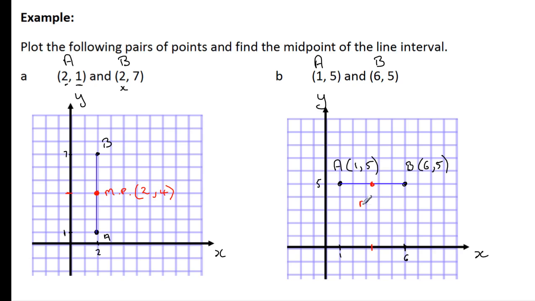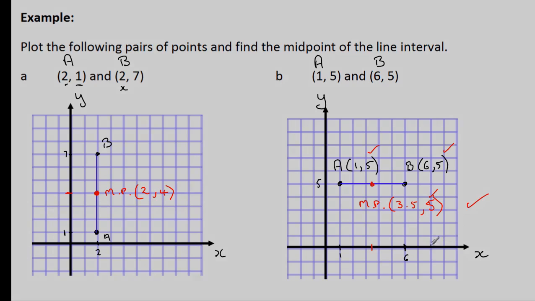So the midpoint will be given by an x value of 3.5, and the y value, take it across to the y-axis, is 5. You'll notice all the y values are 5, which indicates that it's on a straight line, a horizontal straight line. So that should be your answer.